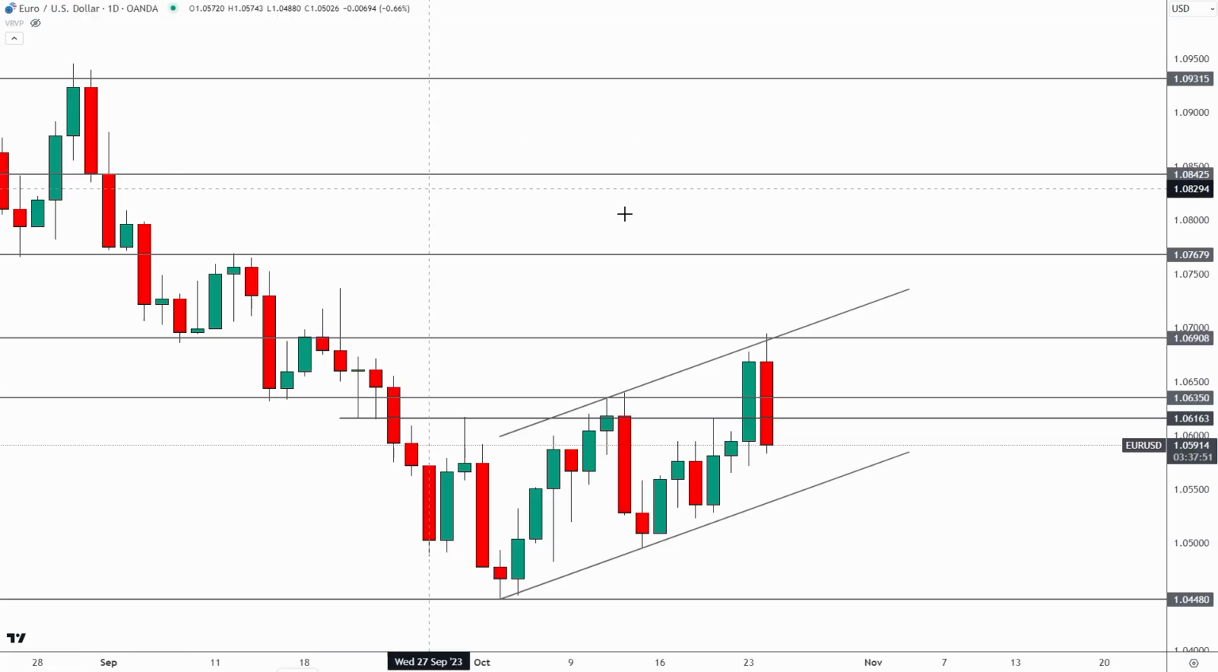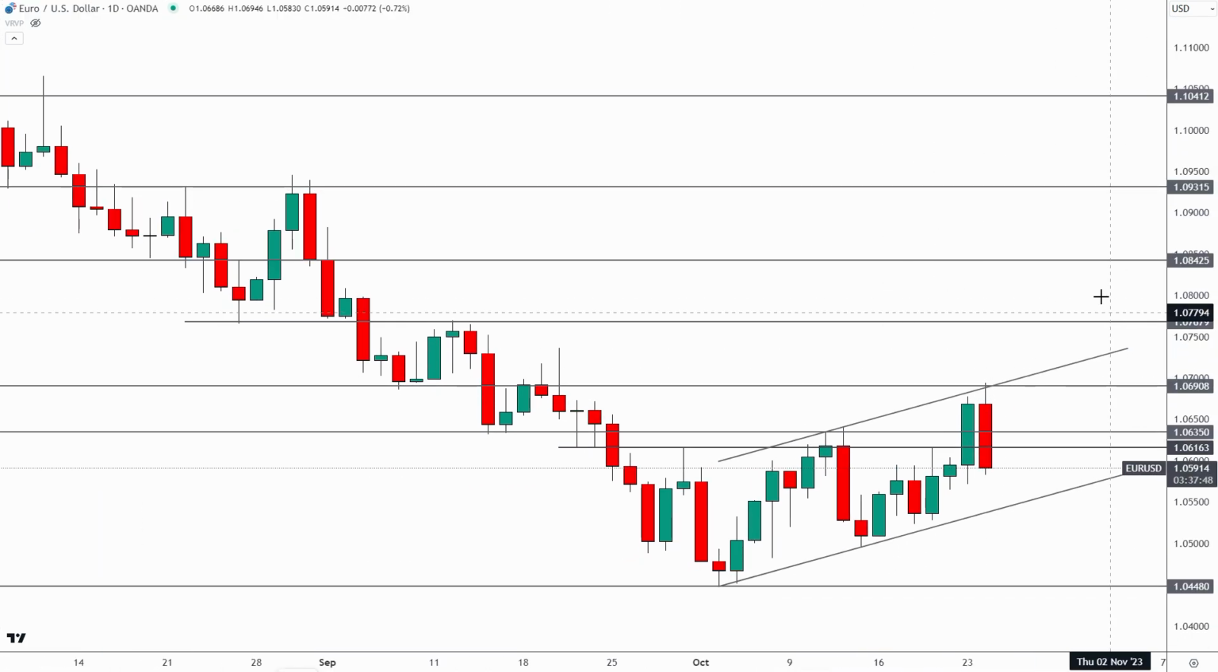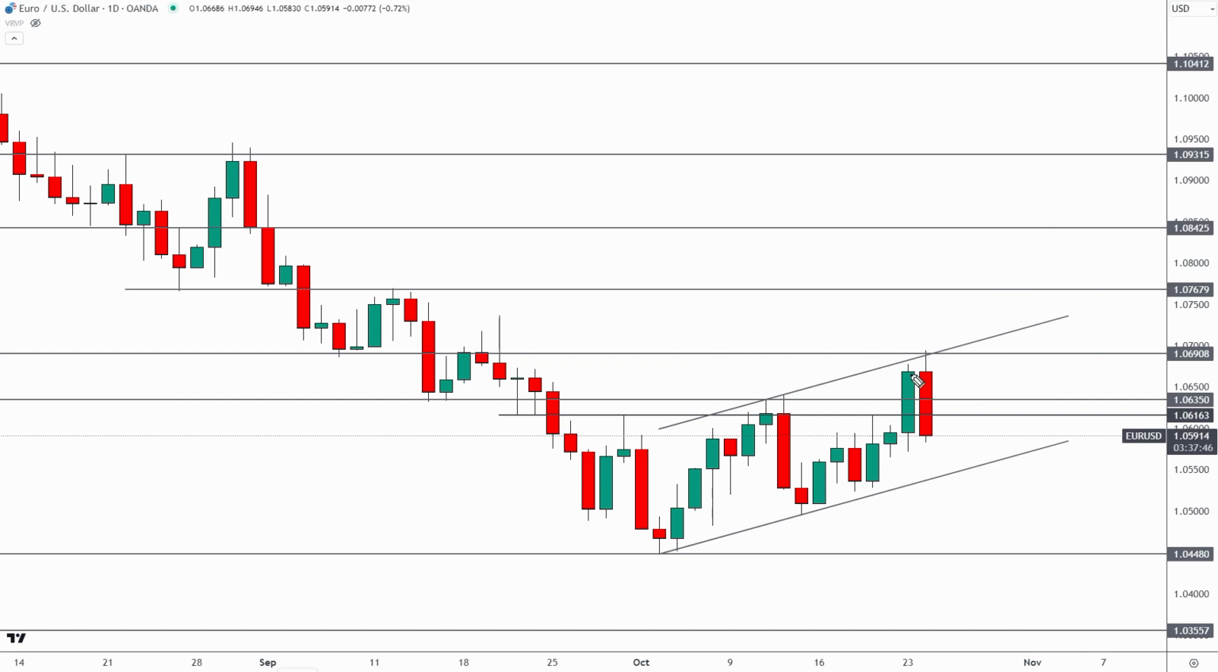So that's the first thing to understand, is that even though this right here could be a fake out, okay, so we got the close above, close back below. If today closes below, there are still a few hours left in today's session, so keep that in mind. But if this does become a fake out, that does trigger that move lower for the euro, keep in mind that this market is still sideways. The same thing with the DXY.